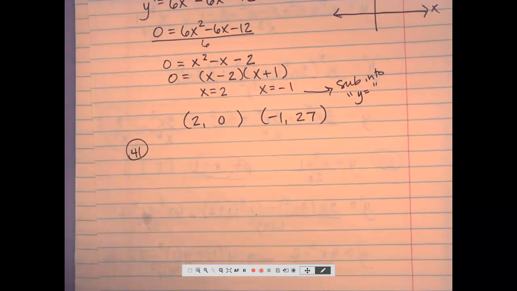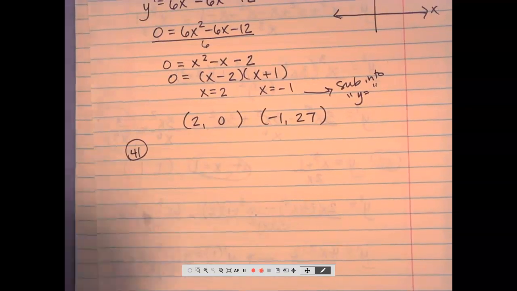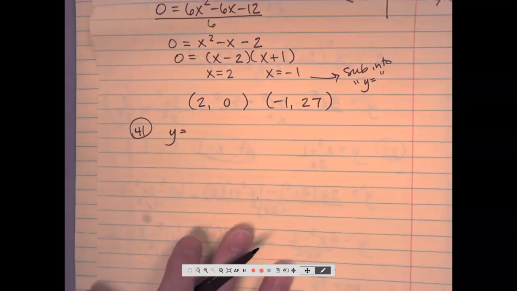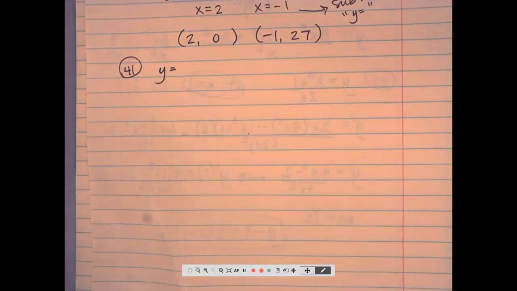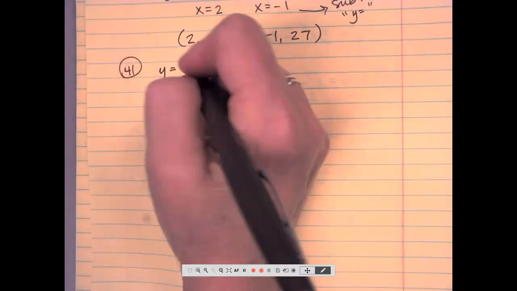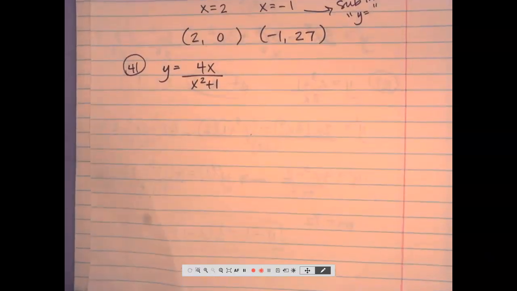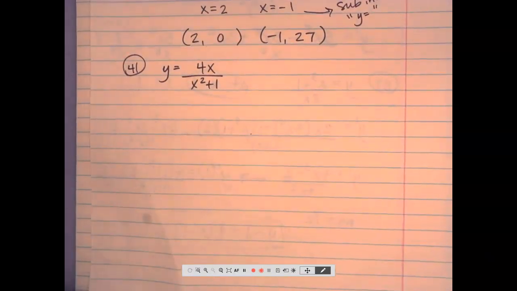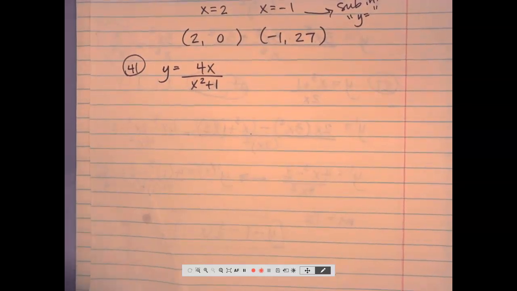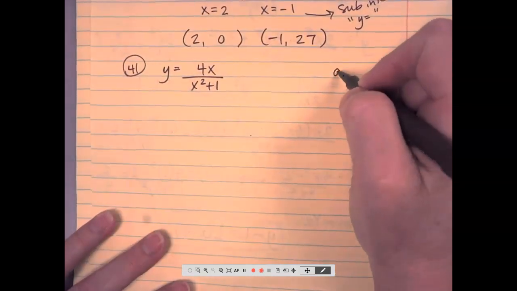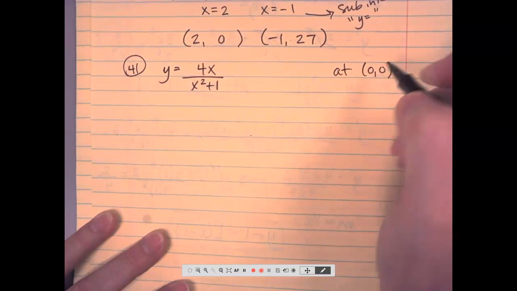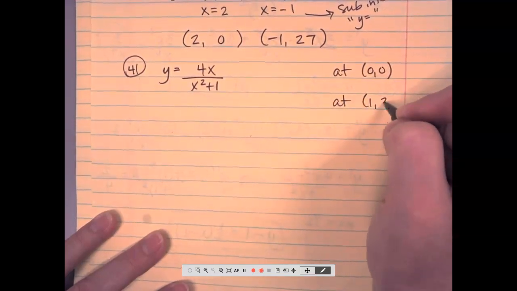All right, 41. Find the tangents of Newton's serpentine. This function is fancy because it has a name. Newton's serpentine, 4x over x squared plus 1. Does that denominator factor? How do I know? Sum of two squares. Yep, will not factor. Okay, find the tangent at the origin and the point 1, 2. At origin and at 1, 2.